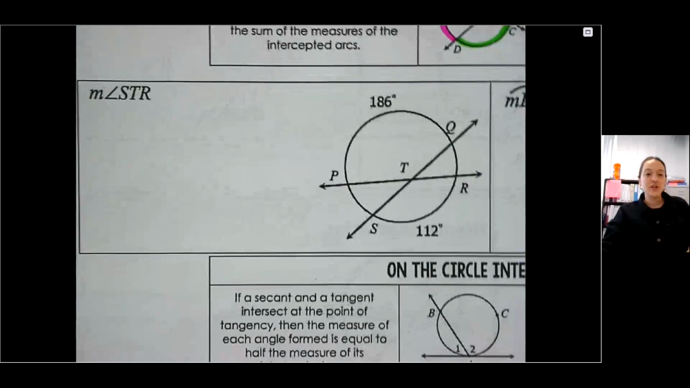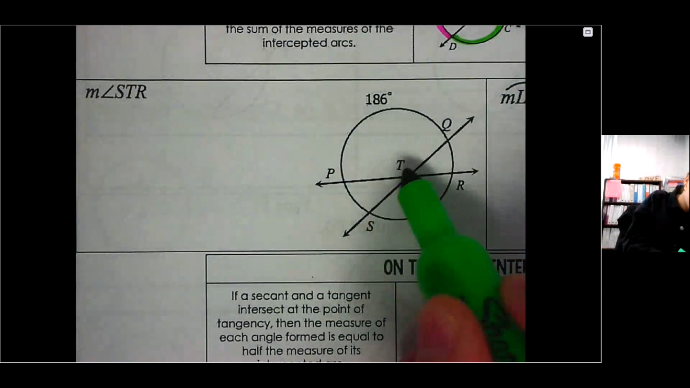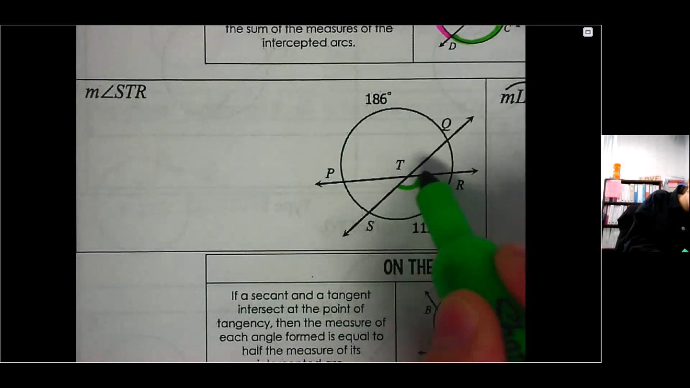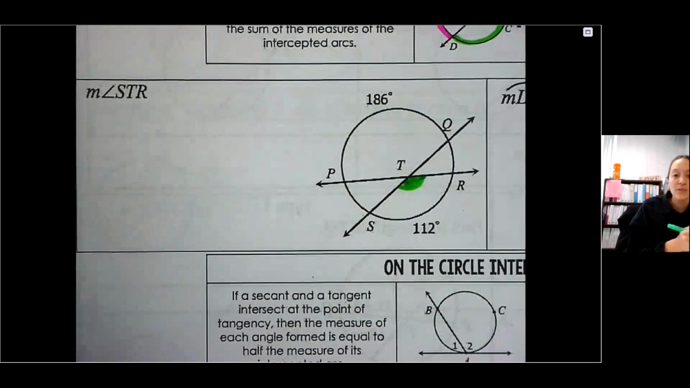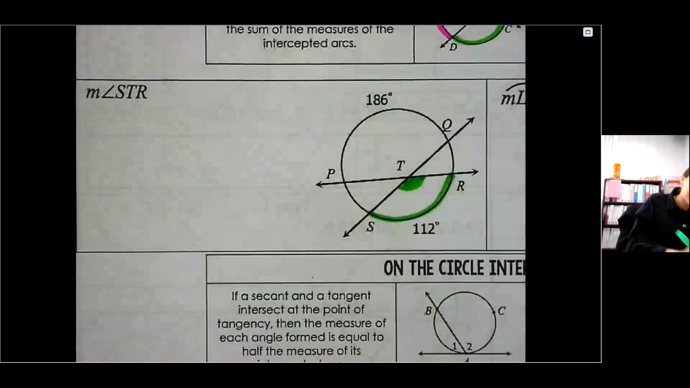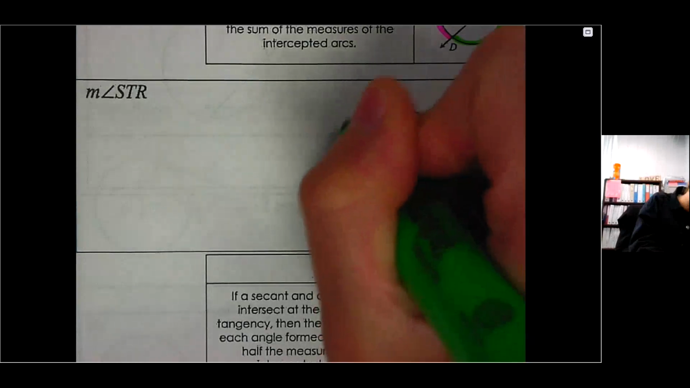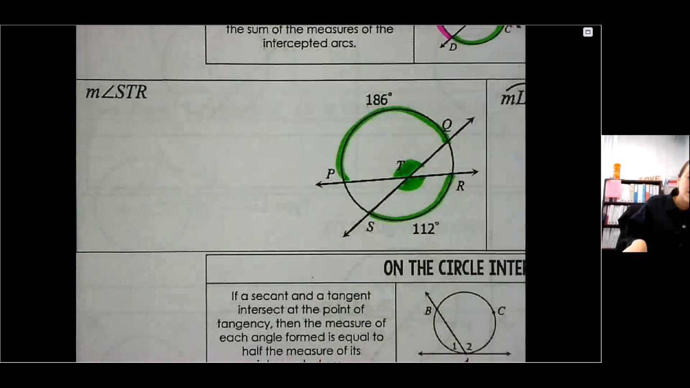So let's try an example. In this first example, you're trying to find the measure of angle STR. STR is this angle right here. The arc that angle opens up to is 112 degrees. Its vertical angle on the opposite side opens up to 186 degrees.